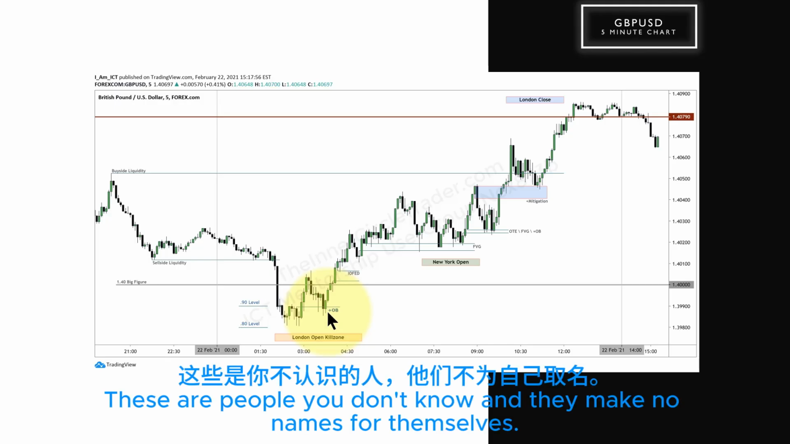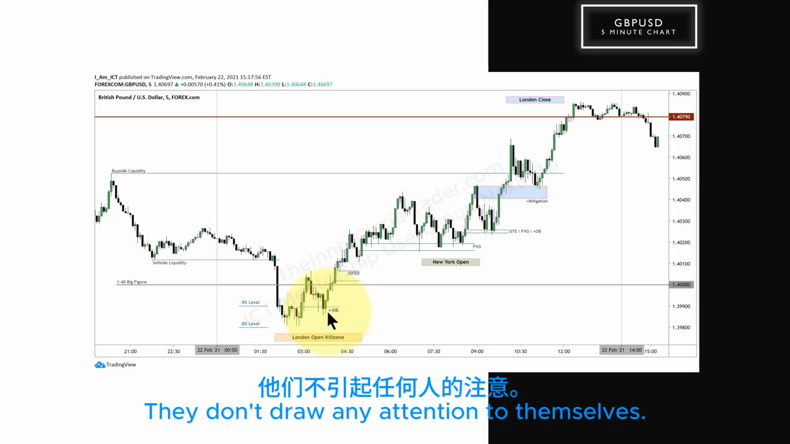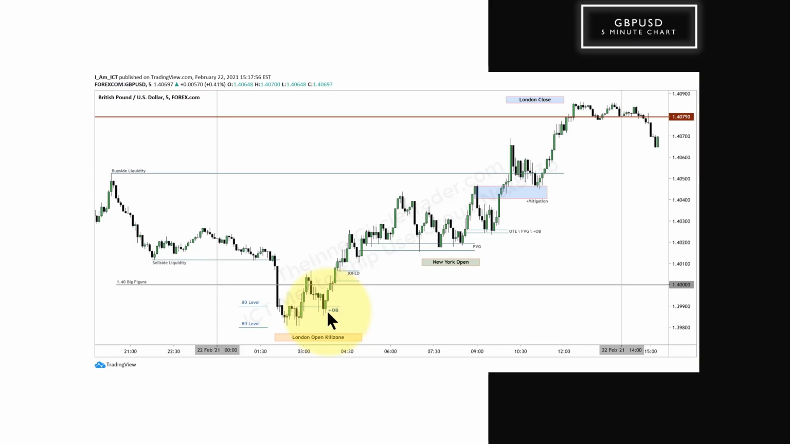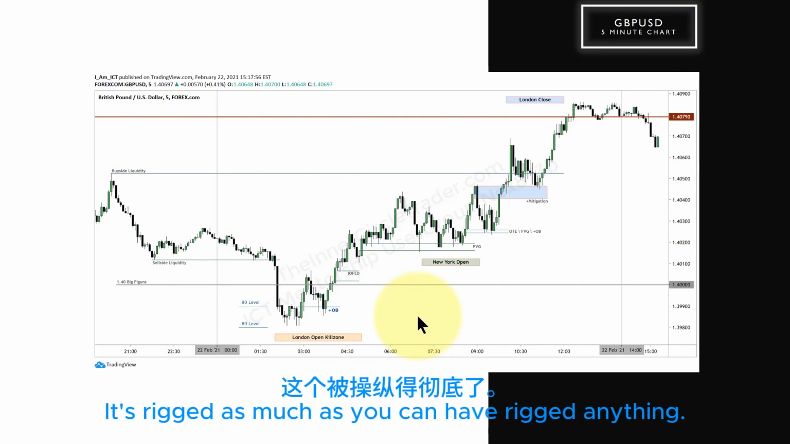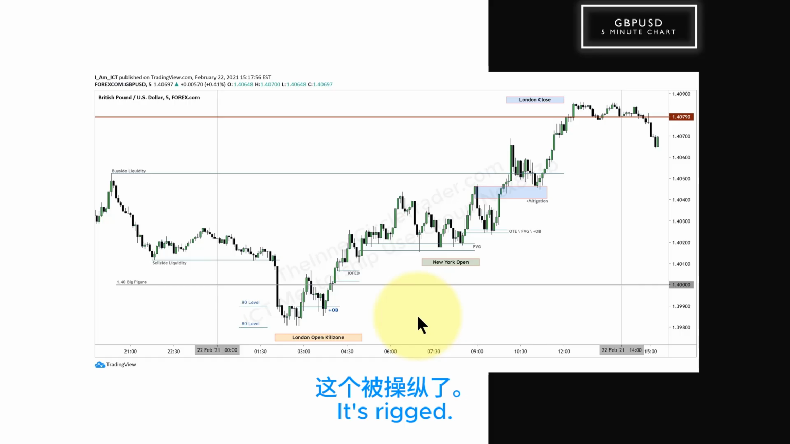These are people you don't know, and they make no names for themselves. They don't draw any attention to themselves. They are trading for the bank. What bank? The central banks. It's their commodity. They're in control of all this stuff. That's how bad this stuff is, folks. Okay, it's rigged. As much as you can have rigged anything, it's rigged.